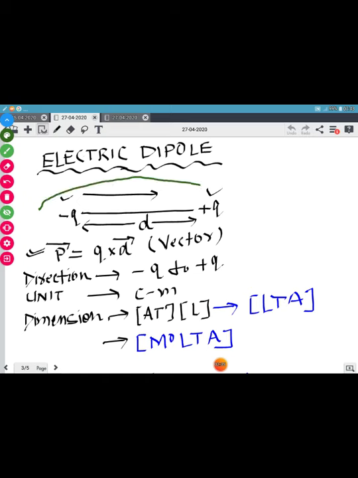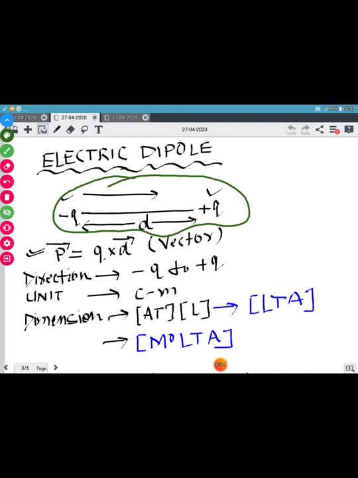Remember this thing: electric dipole is a different thing and electric dipole moment is a different thing. Electric dipole is a system of two equal and opposite charges separated by distance d, and electric dipole moment is the product of q, that is charge, and the distance between these two. Electric dipole moment is a vector quantity. This is electric dipole moment, and this system is called electric dipole. So you should keep in your mind what is electric dipole and what is electric dipole moment.